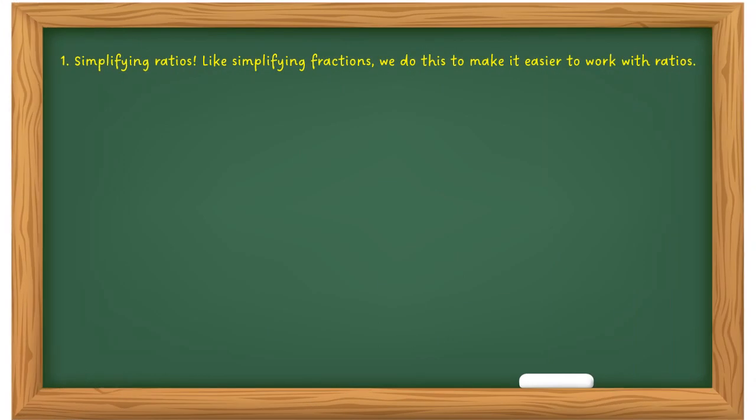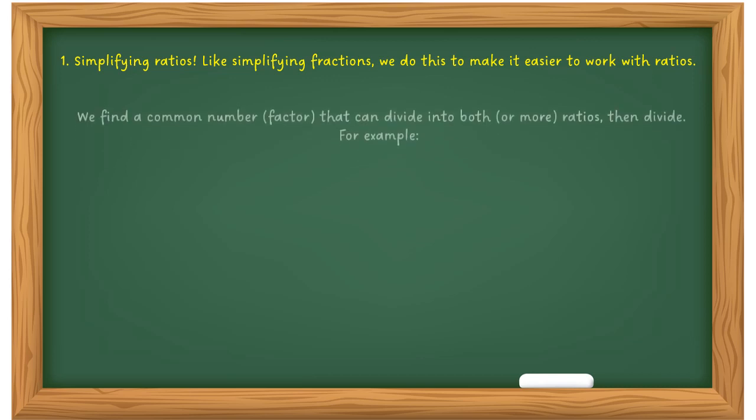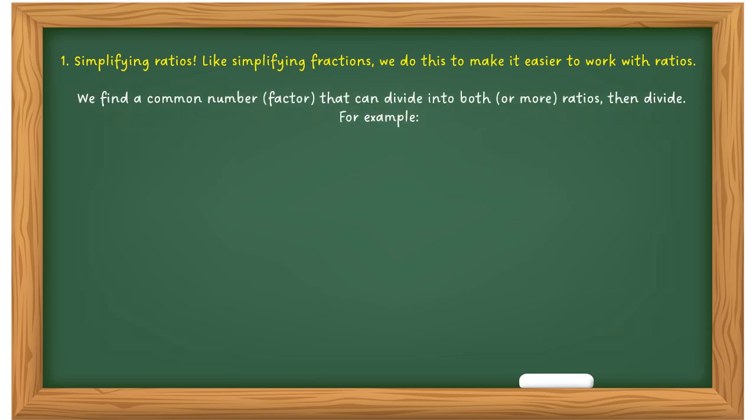Simplifying ratios is just like simplifying fractions. We do this to make them easier to manage. So we find a common number or a common factor that we can divide into both or more ratios, then divide. For example, 24 to 8 can be simplified all the way down to 3 to 1, because you can see both numbers can be divided by 8.